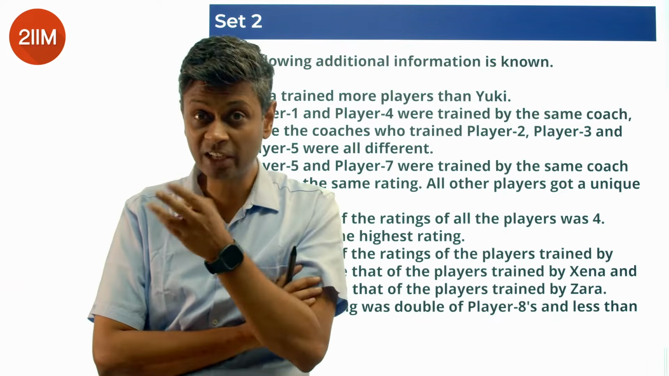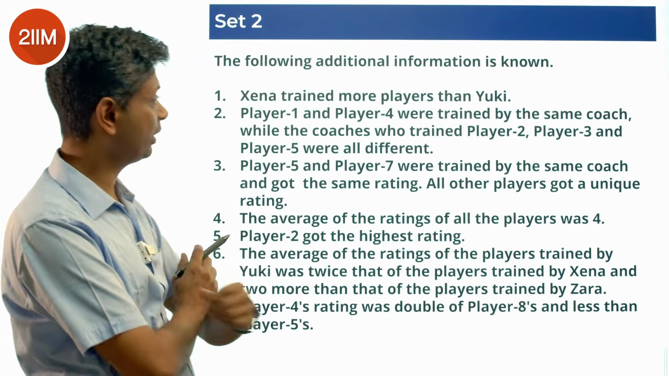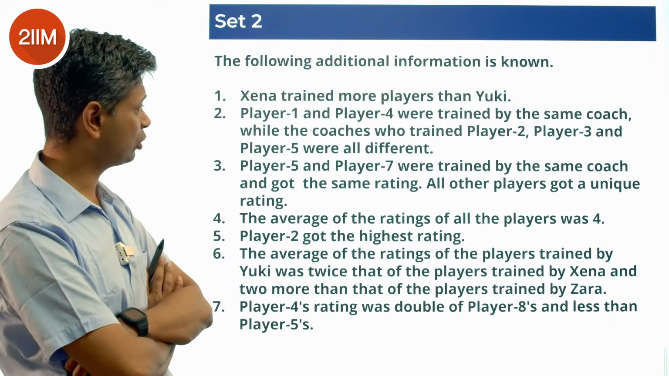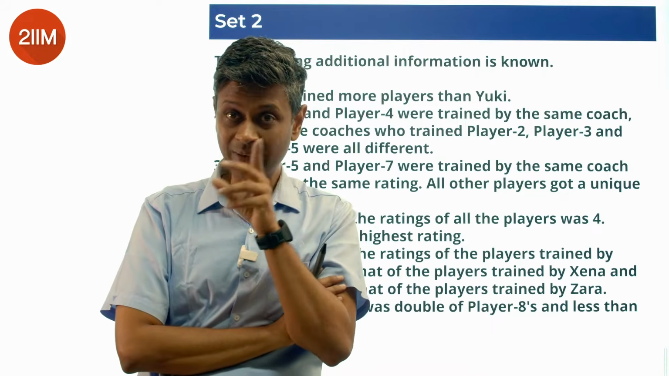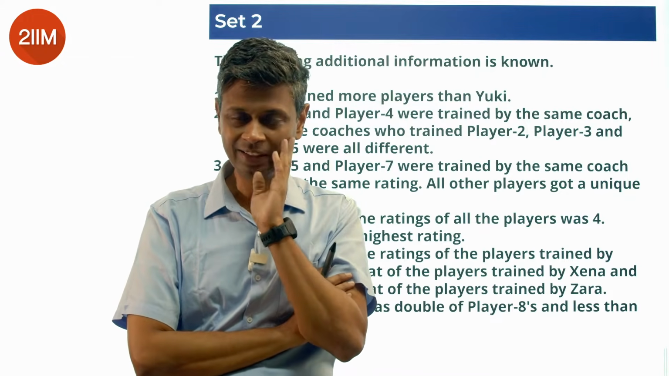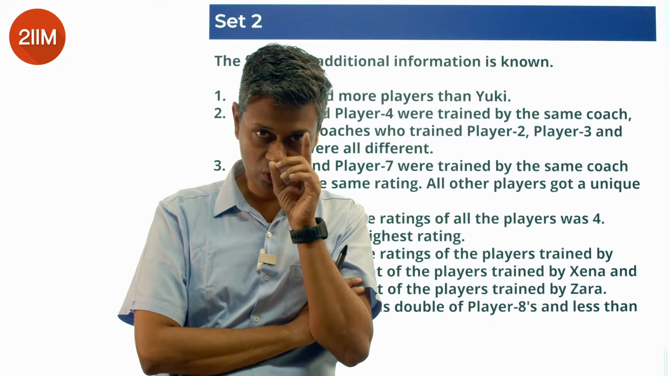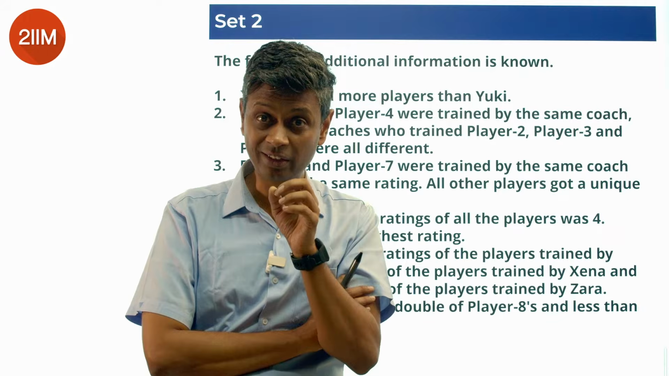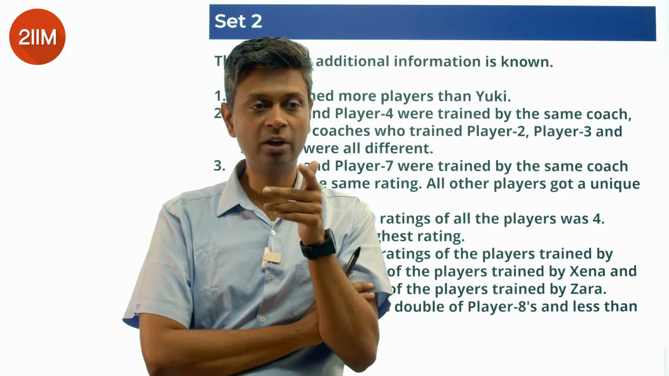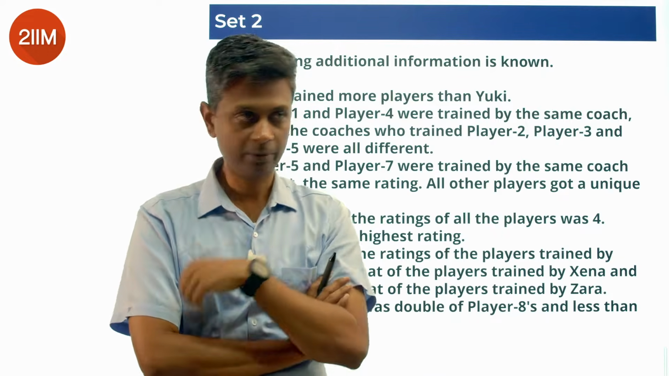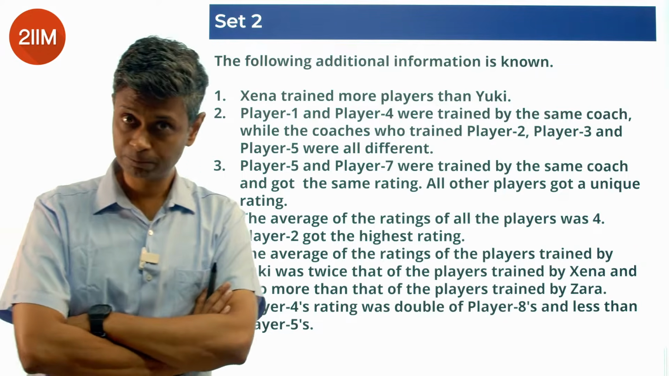Is it a set theory type thing, Venn diagram type thing, or distinct thing? This says 1 and 4 were trained by the same coach, while the coaches who trained players 2, 3 and 5 were all different, suggesting that 2, 3 and 5 were by X, Y and Z in some order, hinting, therefore, they are different, that each coach trains a set of players. Each player is trained by one coach. I will not have player number 4 trained by X and Y. That's not happening.